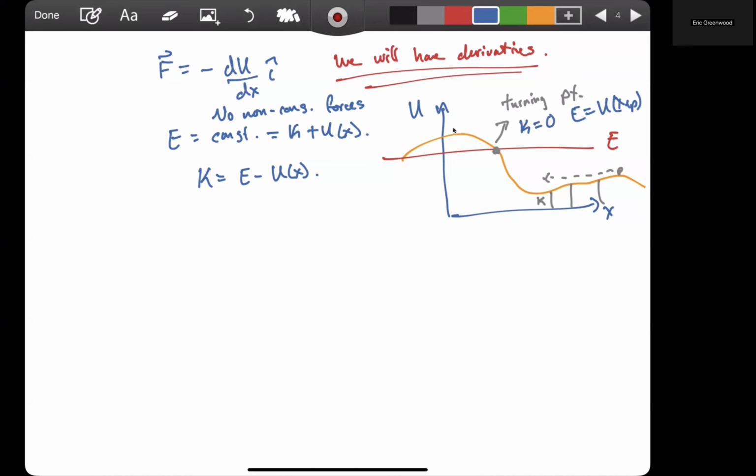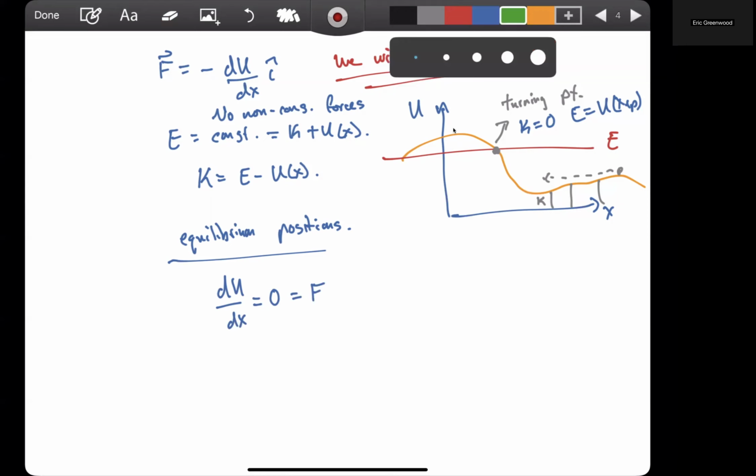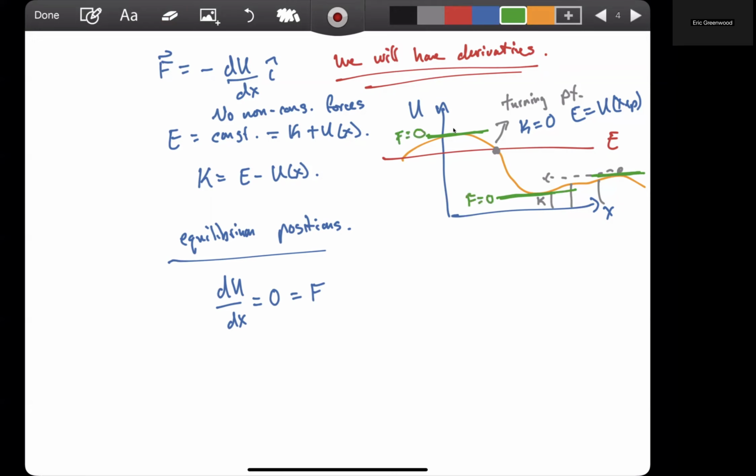What else do we know? So we also know that we have equilibrium positions. All our equilibrium positions are defined as the derivative of the potential being equal to 0, which means that there's 0 force acting on it there. So for example, this is an equilibrium position. So this is where my derivative is equal to 0. This is also an equilibrium position. This is also an equilibrium position, and etc. So in all these places here, the force on the object is simply equal to 0.